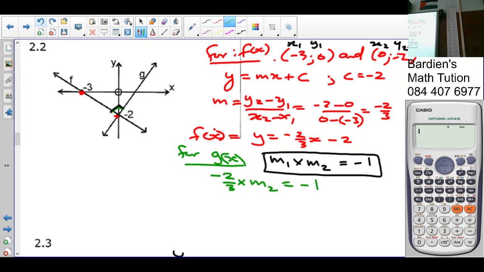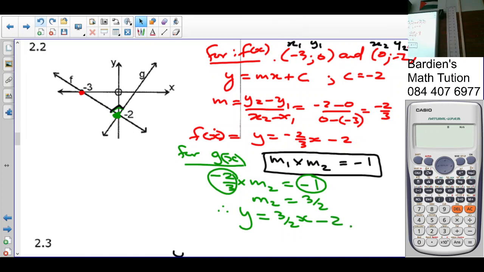How do we get the gradient of the second line? You divide both sides by negative 2 over 3. Can you see that, people? So negative 1 divided by negative 2 over 3 will be 3 over 2. So my equation now reads y is equal to 3 over 2x. And what is my c value here? Negative 2. Okay. Any confusion?